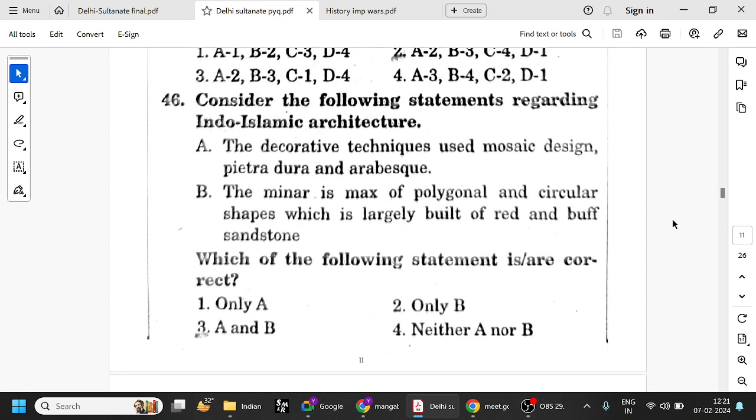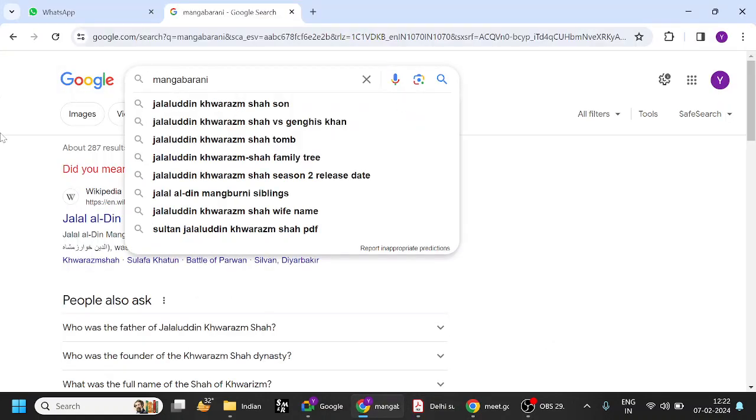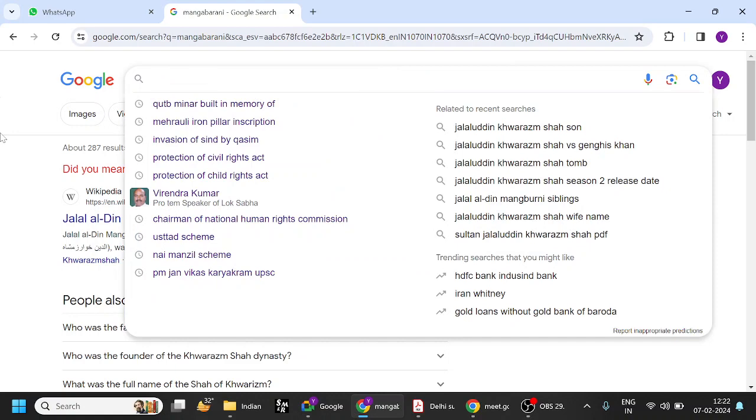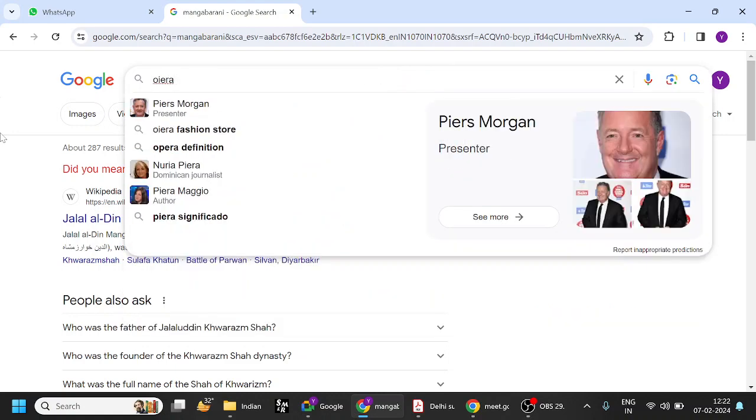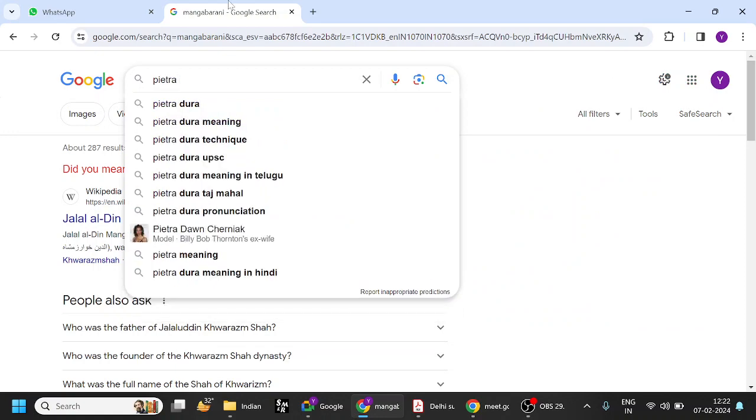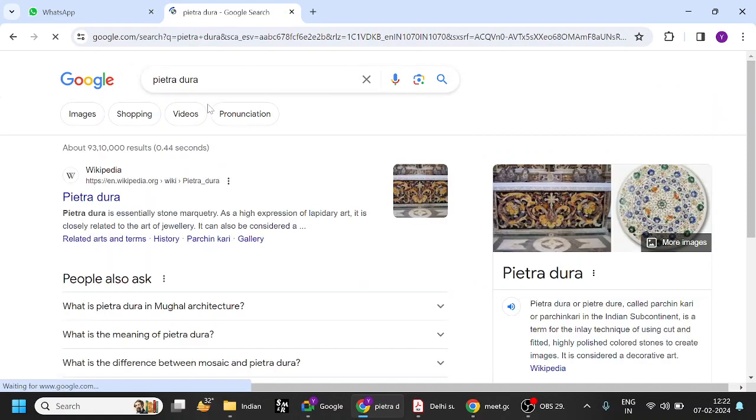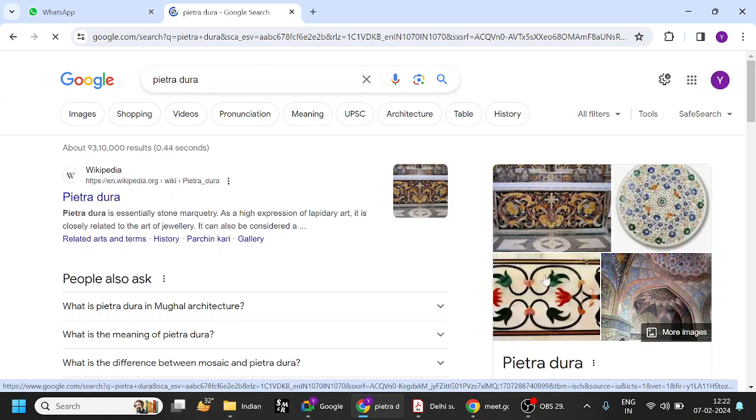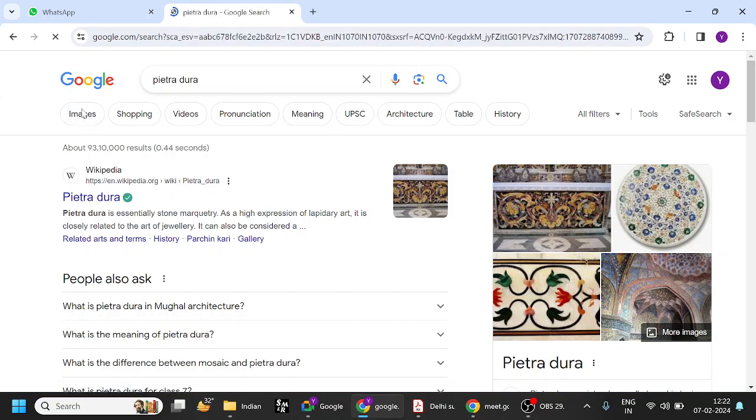Consider the following statements regarding Indo-Islamic architecture. We've seen, right? Mostly it is arch and dome. Pietra Dura is also mostly seen in the Taj Mahal. Very important technique, Pietra Dura. In the Taj Mahal, you can see it's basically floral designs on the wall. Floral designs are engraved on the background. On the marble, you have these colorful floral designs. This is called the Pietra Dura technique.